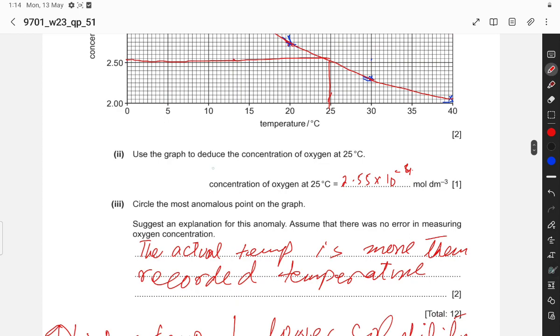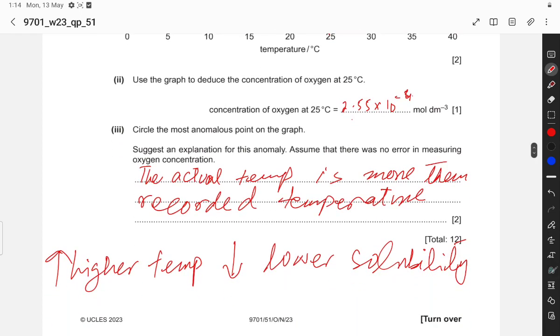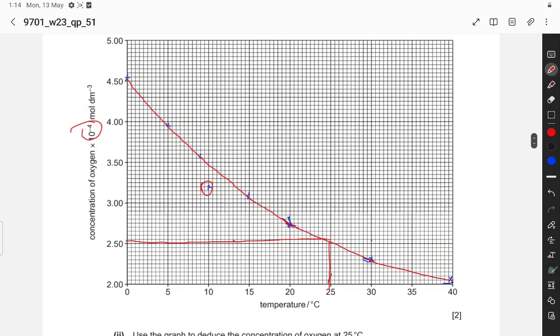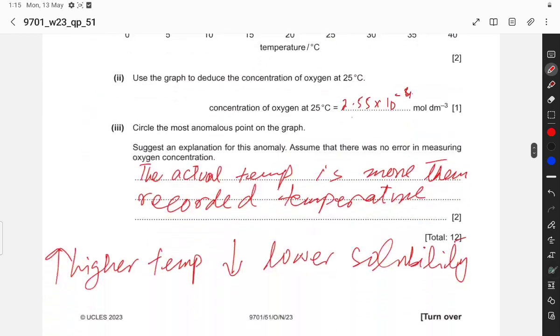So this is: use the graph to determine the concentration of oxygen at 25 degrees centigrade. The concentration of oxygen at 25 degrees centigrade is 2.55 × 10^-4 mole per dm cube. Circle the most anomalous point on the graph. So this is the most anomalous point.